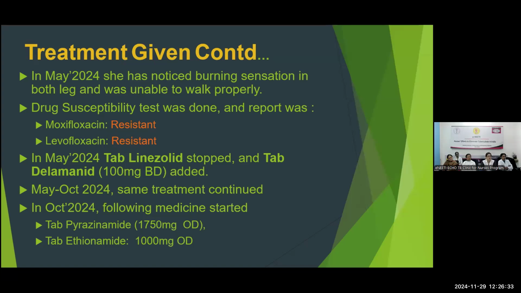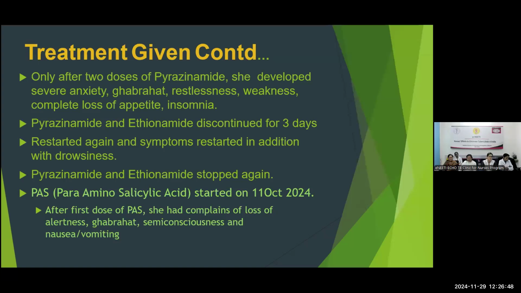In October 2024, these medicines were added: pyrazinamide 750 mg according to her weight, and tablet ethionamide 1000 mg once a day. This is a very important thing, you can write it down. Only after 2 days of taking pyrazinamide, she developed severe anxiety, restlessness, weakness, and complete loss of appetite, along with insomnia. Pyrazinamide and ethionamide were discontinued for 3 days, and then restarted after 3 days.